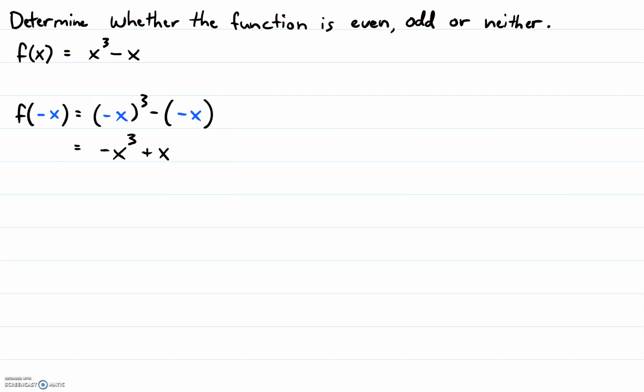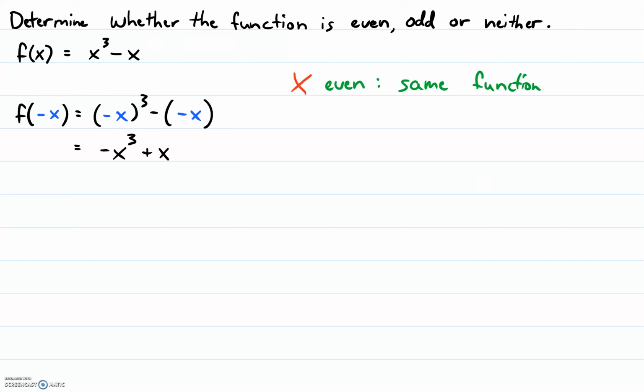So now we need to look at what the conditions are for even, odd, or neither. If you have a function and you work out the f of negative x, if it were even, then you're going to end up with the same function that you had to start out with. So for this particular problem, we started out with x to the 3 minus x, and we ended up, after evaluating the f of negative x, with negative x to the 3 plus x. So that's definitely not the same, so this is not going to be an even function.